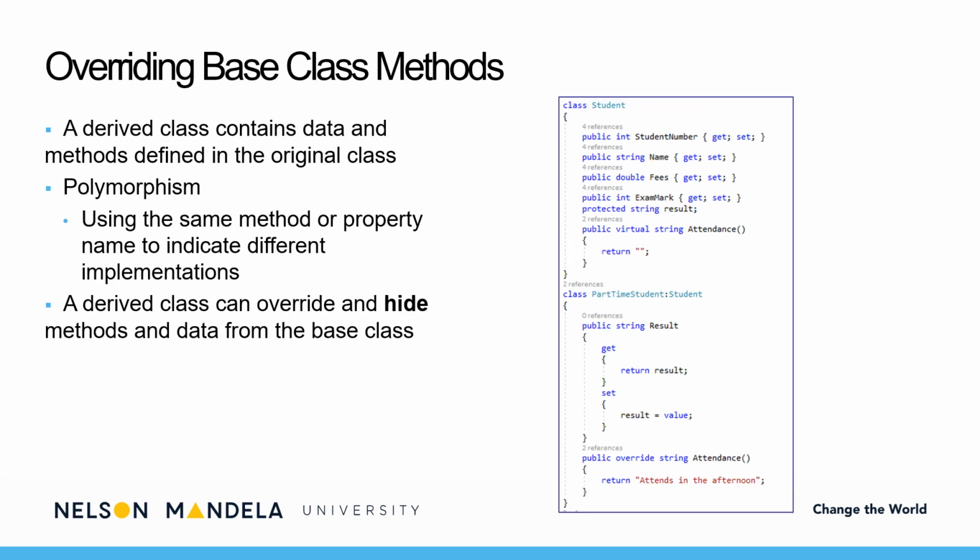Now, if you're working with inheritance, we now have something that is called polymorphism. I'm going to explain the programming term of polymorphism. Let me just read the definition. It says: using the same method or property name to indicate different implementations.